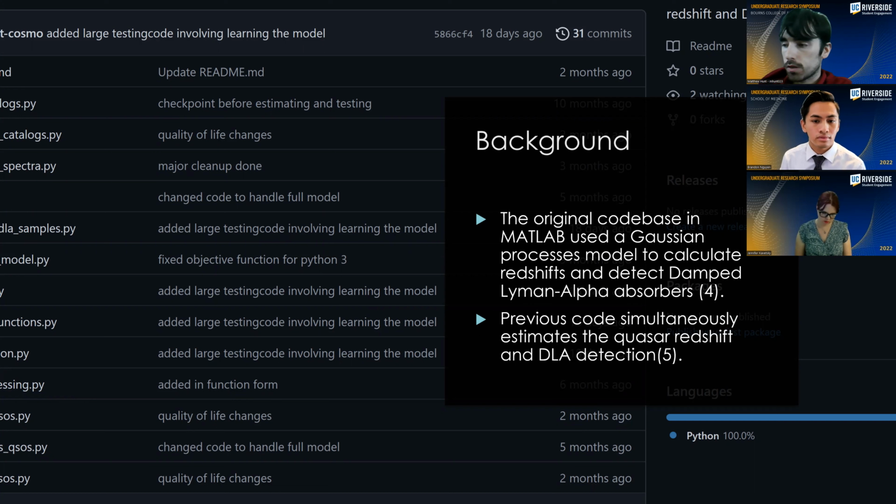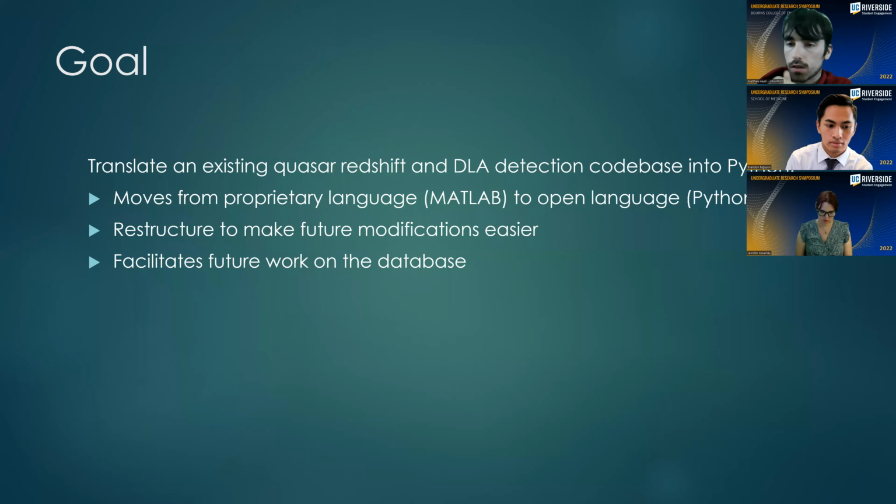And this code base is still slightly unoptimized, which is where my research came in, with a goal of translating this existing quasar redshift and DLA detection code base into Python. There are three major reasons that I needed to do this. One was that it was moving from a proprietary language, MATLAB, to an open language, Python, meaning that researchers would have to pay money or join a subscription for MATLAB, whereas with Python you just need to easily install the libraries and then go ahead and use it.